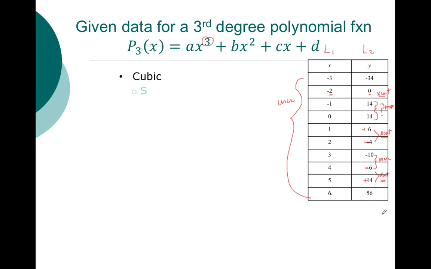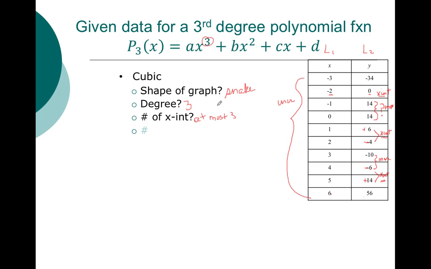Whoa. All cubic functions have the shape of what I call a snake. Not a straight diagonal line, not a U, but a snake. Every cubic function is degree 3. The number of x-intercepts, remember, are real, at most 3. The number of extrema is 3 minus 1, n minus 1, right? This is n. 2 at most.